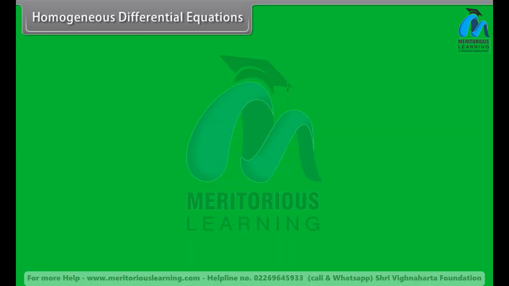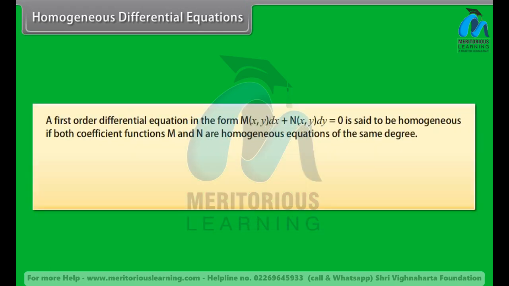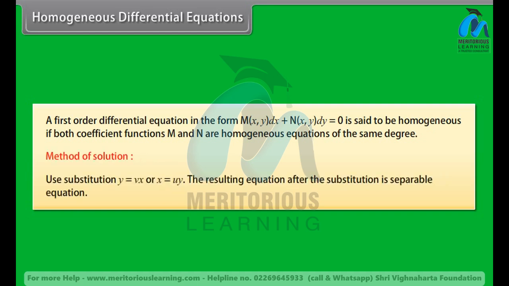Homogeneous differential equations. A first-order differential equation in the form M(x, y) dx plus N(x, y) dy equals 0 is said to be homogeneous if both coefficient functions M and N are homogeneous functions of the same degree. Method of solution. Use substitution y equals vx or x equals uy. The resulting equation after the substitution is a separable equation. Example.